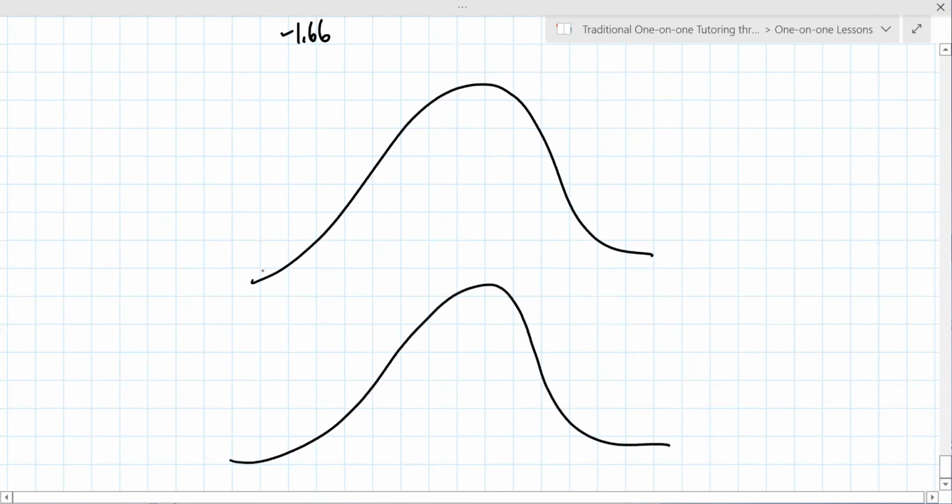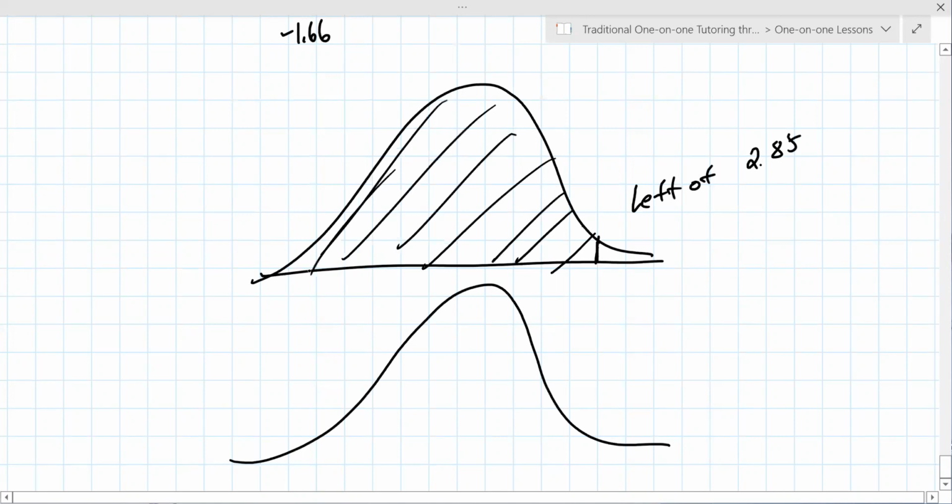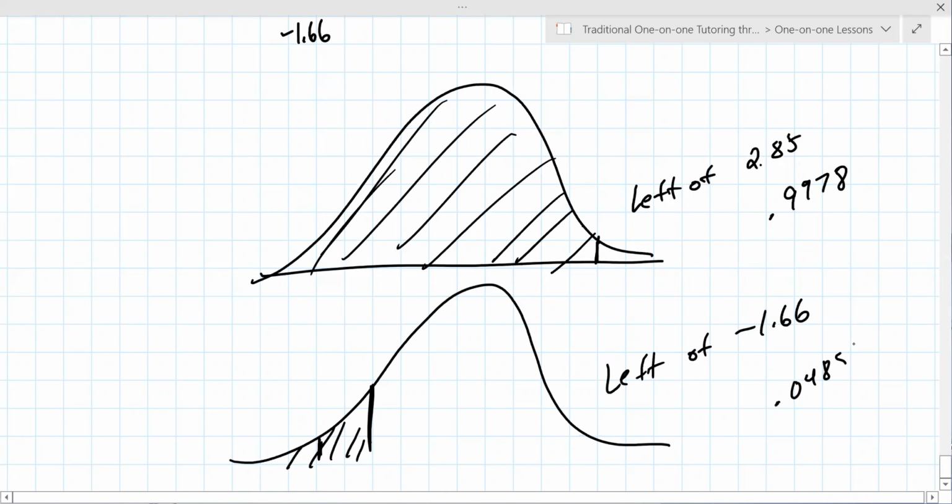The first thing you do is you find the area left of 2.85. So you find all of this. 0.9978. Yes. And then you find the area left of minus 1.66. You just told me that. Do you have that number? 0.0485. Yes. And you subtract them.